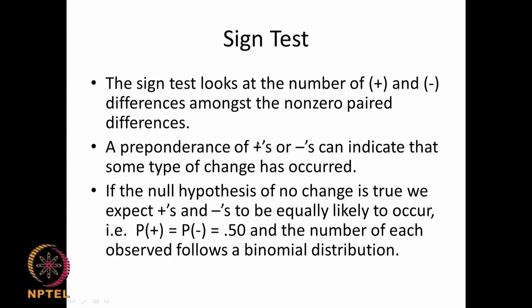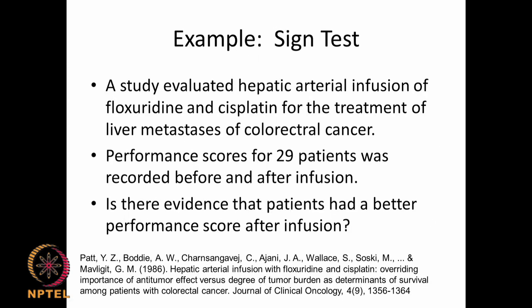So, if you have more pluses than minuses, we can indicate that some type of change has occurred. If the null hypothesis that no change has occurred is true, we expect pluses and minuses to be equal. So, the proportion of pluses is 0.5, and it should follow a binomial distribution, but if it does not follow it with a probability of 0.5, then we can use the test to find out whether it is significant or not. Okay. So, it is quite simple. Let us look at an example which uses the sign test.